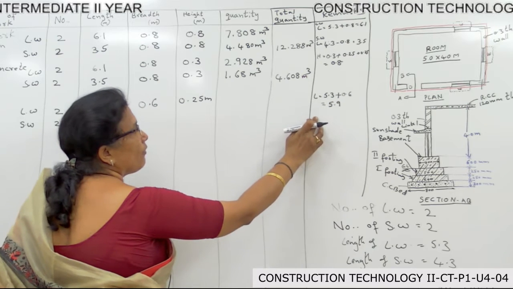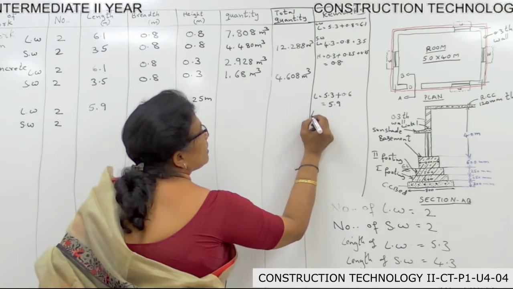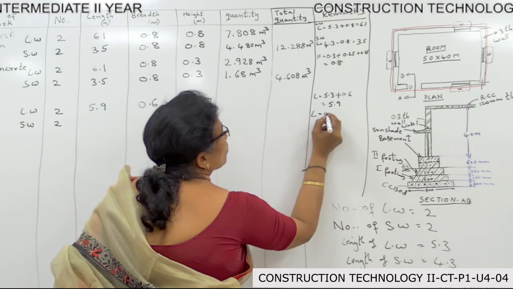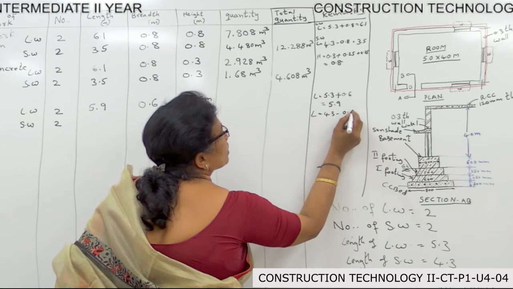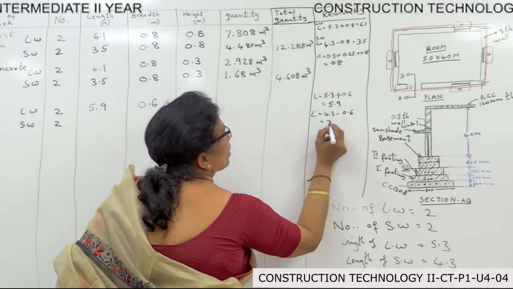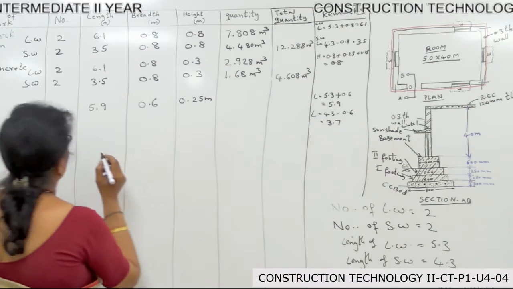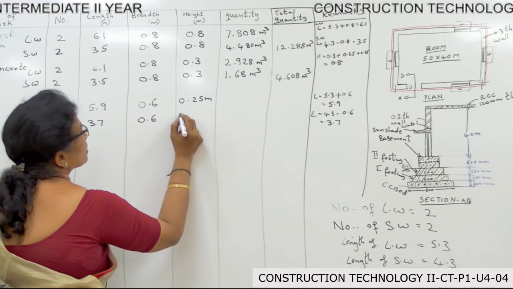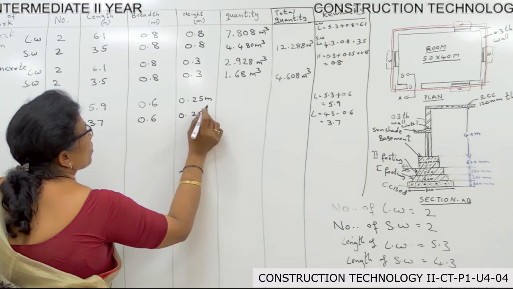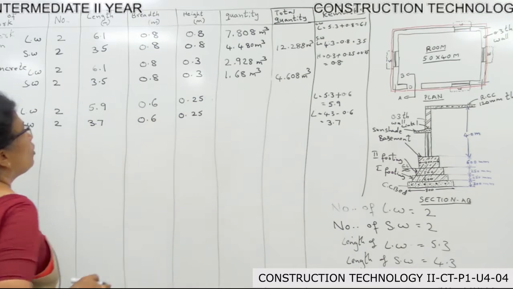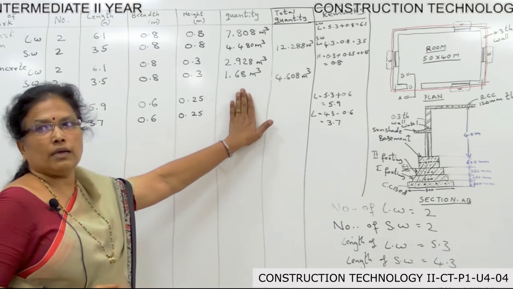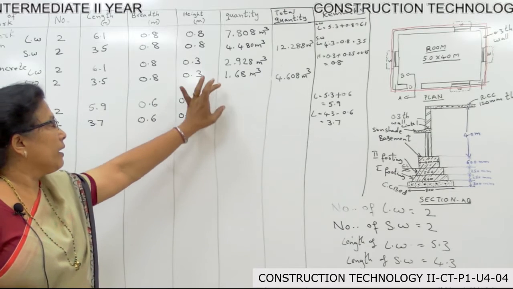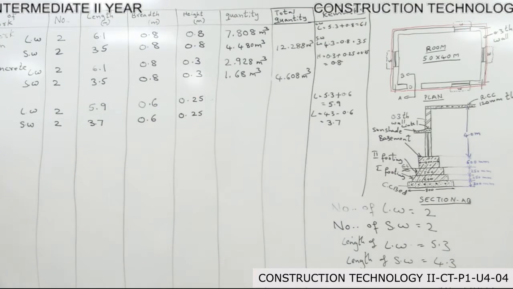Now coming to short walls. Number of short walls? 2. What you need to do here? For long walls you have added one width. Now you have to deduct one width. So length will be 4.3 minus 0.6, that is 3.7. So here the length comes 3.7, width is 0.6 and height is 0.25. When you multiply all these items, you will get the quantity here and here, then add everything.